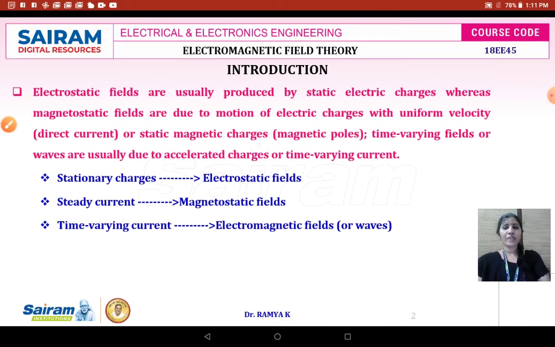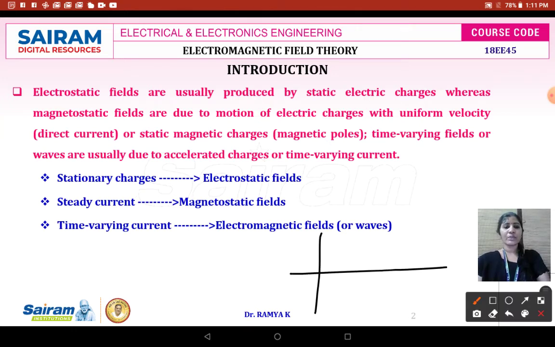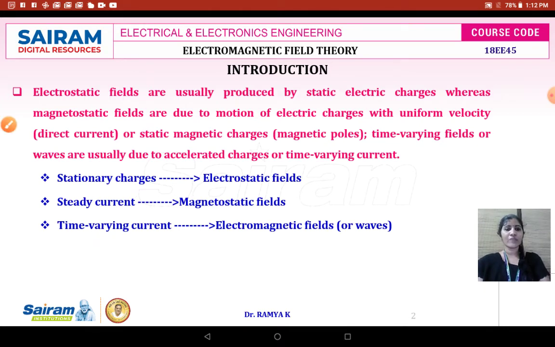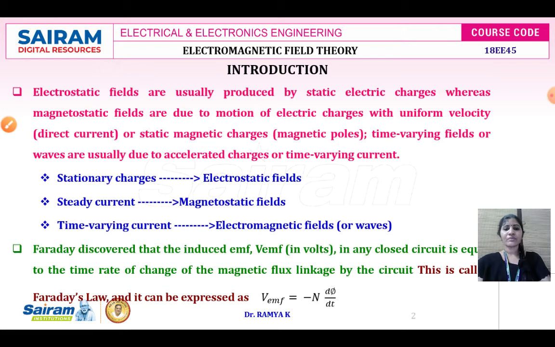In case of your time varying field, your magnitude will change with respect to time. You could see the variation in the magnitude with respect to time, and again when you see the magnitude of the waveform as shown here, the magnitude is getting varied as the time progresses. Therefore, time varying current comes under the application of your electromagnetic field, or waves.